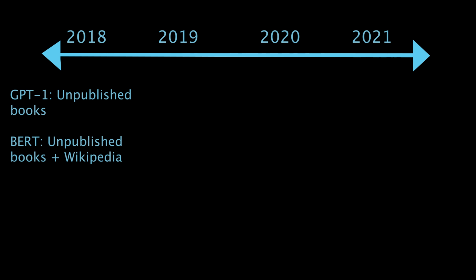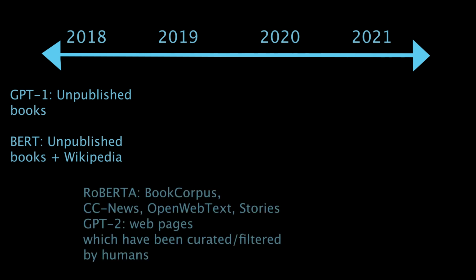GPT-1 and BERT kicked off the LLM boom in the second half of 2018, each trained on a collection of unpublished books, and BERT also on Wikipedia. In 2019, RoBERTa and GPT-2 corpora included news articles and some public websites, especially Reddit. Sites were filtered heuristically for quality, such as by number of upvotes.